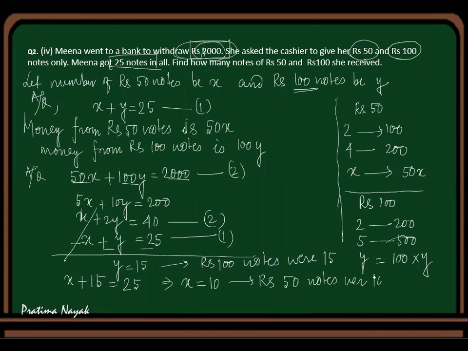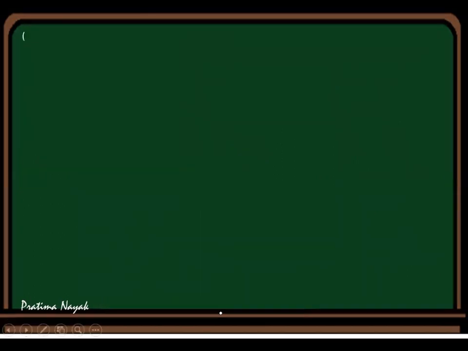You can check. What is the money from the rupees 50 notes? It is 500. What is the money from the rupees 100 notes? It will be 1500. So the total is 2000. So you can write the statement.